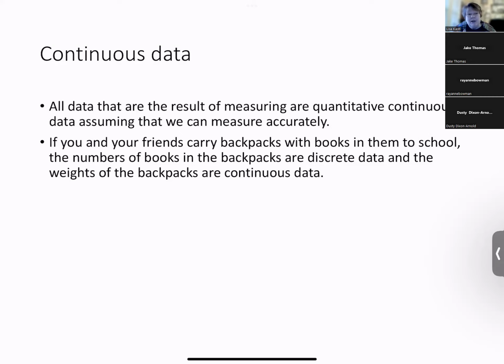So if you measure it, it's continuous. If you count it, it's discrete. So who carries books in their backpack anymore? Does anybody do that? But if you were to count the number of notebooks in your backpack, that's discrete. If we put it on a scale and we measure the weight of the notebooks you have in your backpack, then that's continuous. If I count it, discrete. If I measure it, continuous.